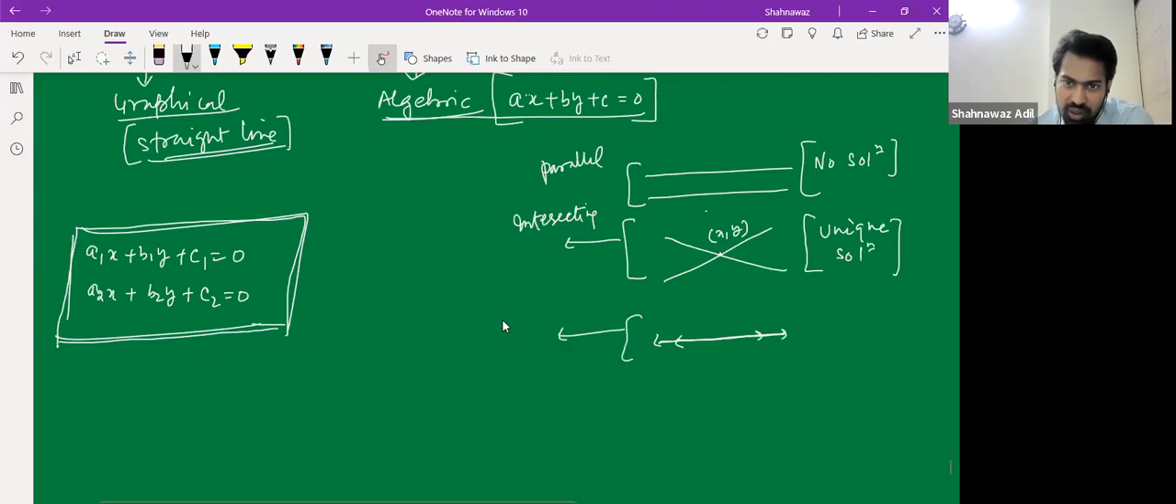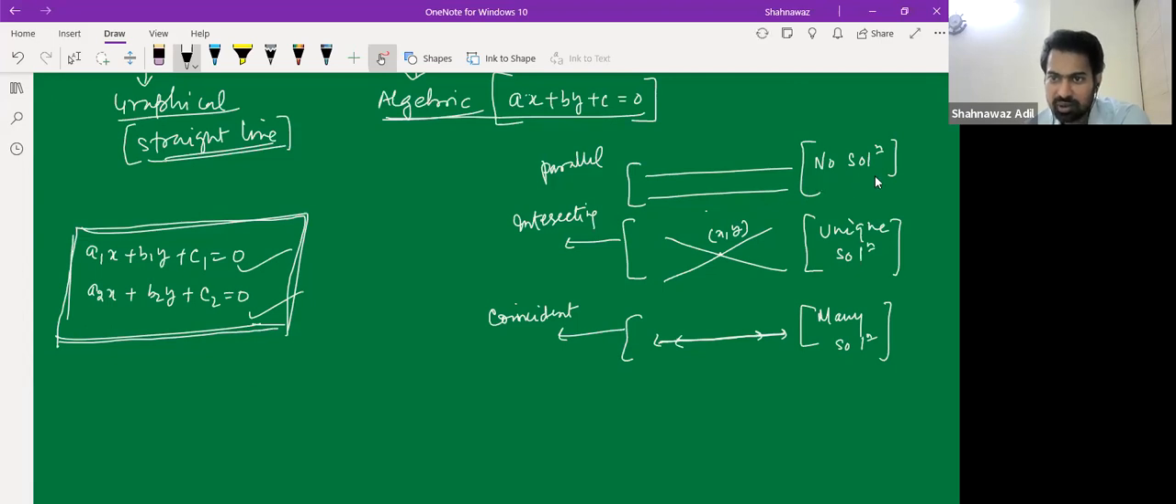And this one is coincident. Right, so this will give many solutions. From the graph, when you draw the graph of two linear equations in two variables and you see that the lines are parallel, you will say that there is no solution. And when you find two intersecting lines, you will say that there is a unique solution. And when you have coincident lines, you will say that there are many solutions.